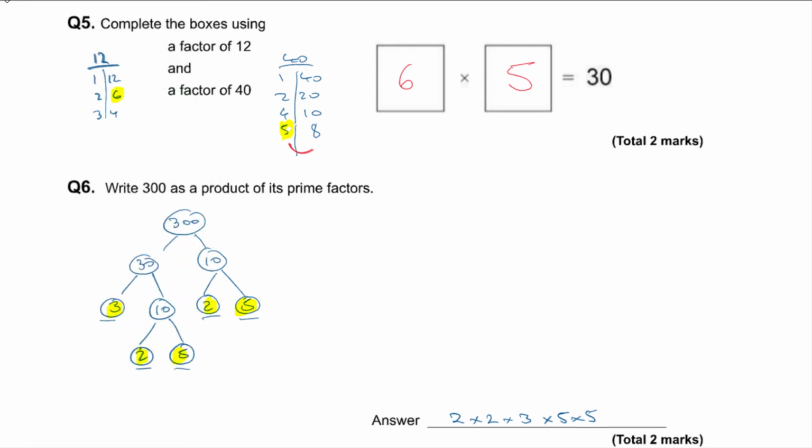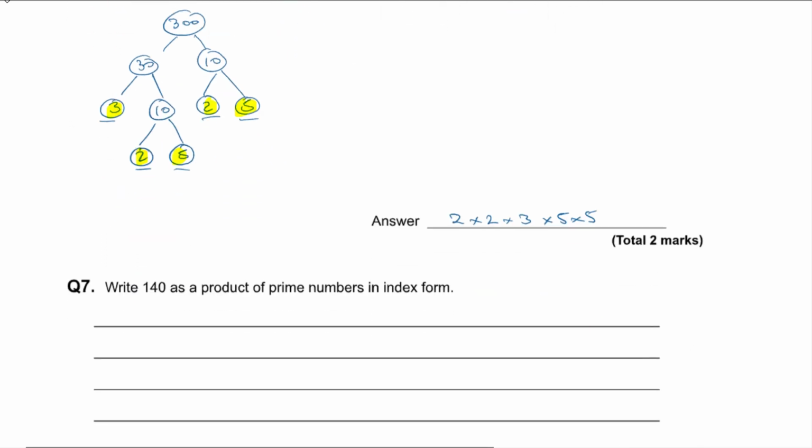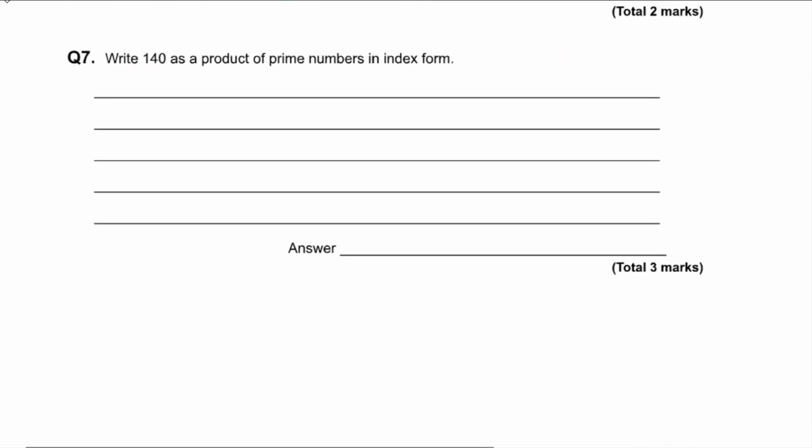Either way, it doesn't really specify here, so you can either write it in expanded form, 2 times 2 times 3 times 5 times 5, or in index form, 2 squared times 3 times 5 squared. Either form is fine. Now, this one though, it insists on writing our numbers in index form. I'm just going to tap it into the calculator this time. I've shown you how to do it long. If you don't have the button on your calculator, you do it the same way if that's the case here.